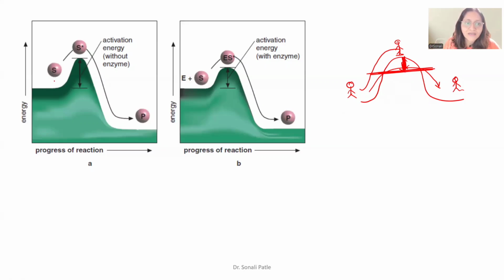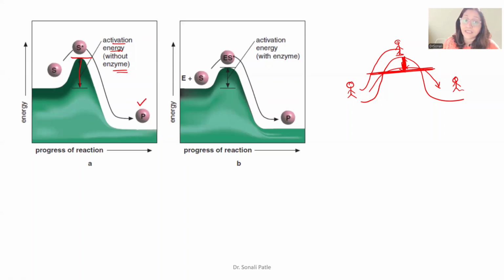So as you can see here, this is the case where you have without enzyme. The enzyme is not present, just the substrate is there. So the substrate has to overcome this much activation energy. Once it crosses this barrier, then only it can get converted into the product.